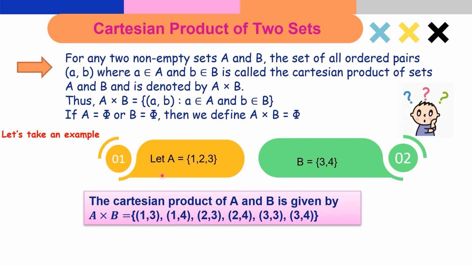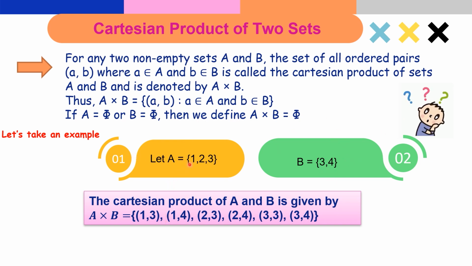Remember, when I find the Cartesian product of A cross B, the A element should be present first. That is the definition of Cartesian product. A cross B means the ordered pair (a, b), where a belongs to the first set A and b belongs to the second set B. In whichever order we find the Cartesian product, in the same order we have to write the ordered pair. If you find A cross B, it should be like 1 with 3. If you write 3 with 1, it will be absolutely wrong.